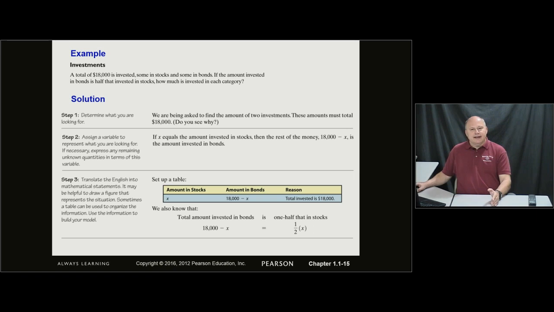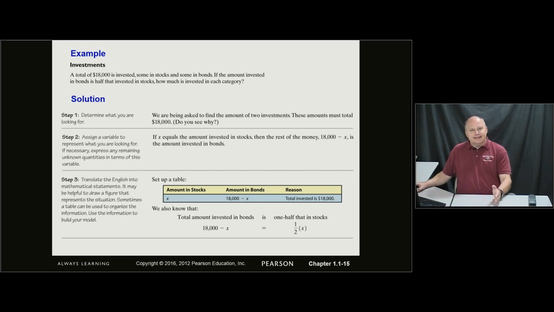Now, let's read it. The total amount invested in bonds, which is 18,000 minus X, by the way, equals half of what was invested in stocks. So you had whatever was left, which was 18,000 minus X, which was half of what you had in stocks. Half of stocks, half of X. 1/2 X. Okay, translates to equals.